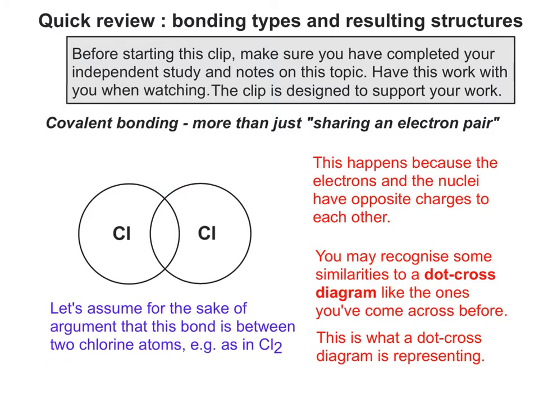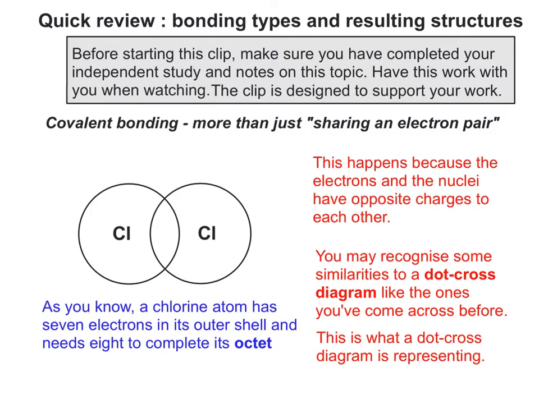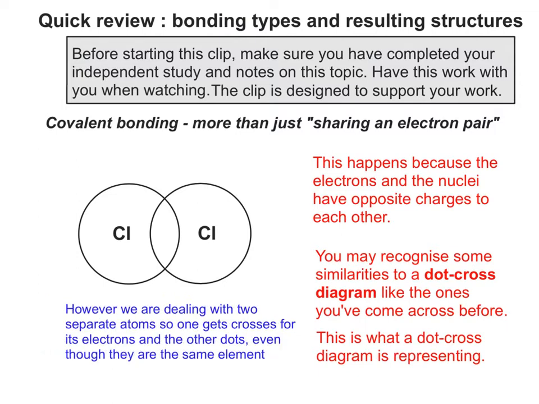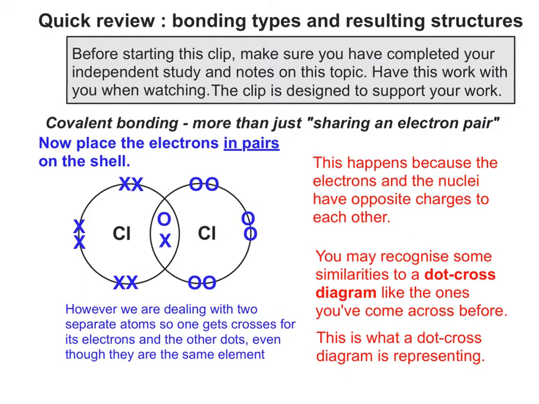Let's assume that for the sake of this clip, this bond is between two chlorine atoms, such as a Cl2 molecule. As you know already from GCSE, a chlorine atom has 7 electrons in its outer shell and needs 8 to complete its octet. In this case we're dealing with two separate atoms, so one gets crosses for its electrons and the other one dots, even though they're the same element. So you start by creating the covalent bond. The next thing to do is place the electrons in pairs on the shell.